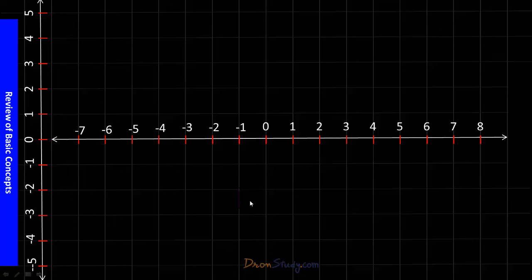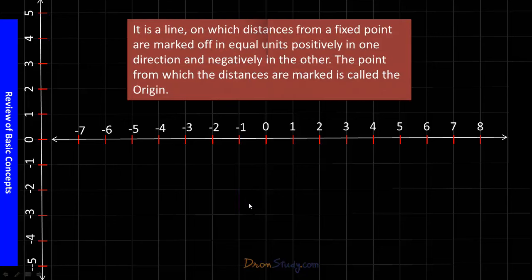What is a number line? The number line is defined as a line on which distances from a fixed point are marked off in equal units, positively in one direction and negatively in the other direction. It is nothing but a line, and on this line a fixed point is taken and it is denoted by 0.